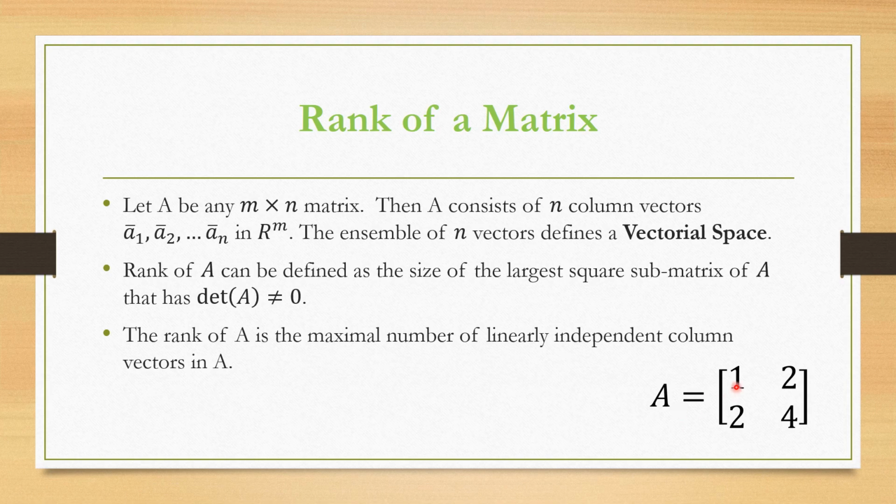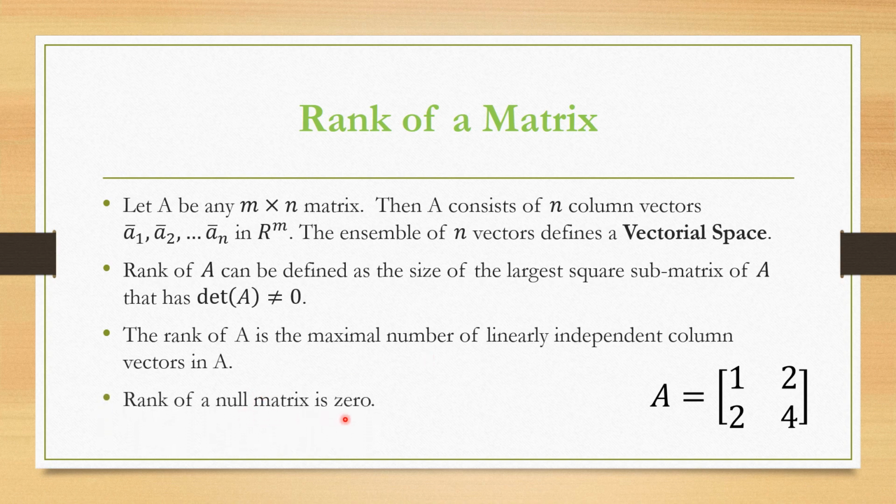Or we can simply check: 1 2 is 1 by 2 times 2 4, or 2 times 1 2 is 2 4. These two vectors are dependent. So there is only one maximum independent vector in A. Therefore the rank is 1. So the rank is the maximum number of linearly independent column vectors in A.